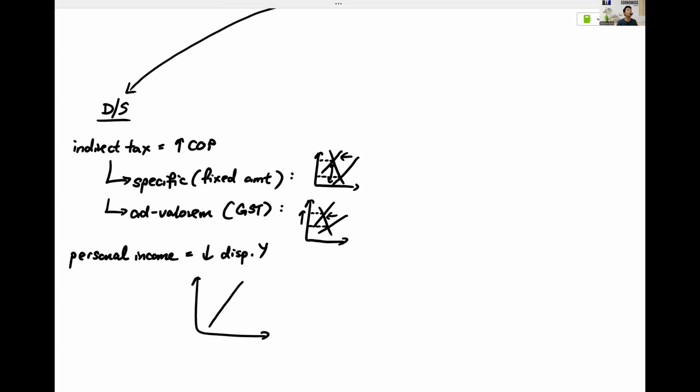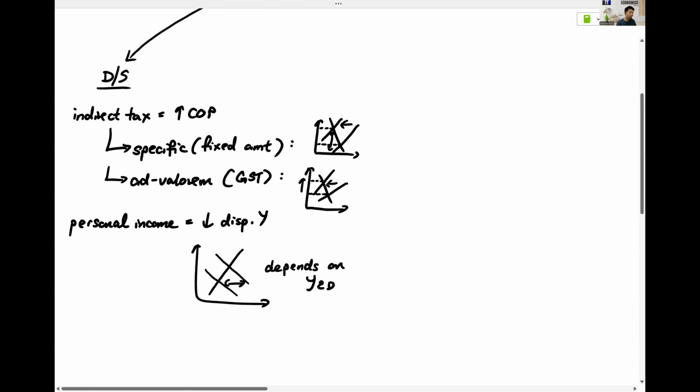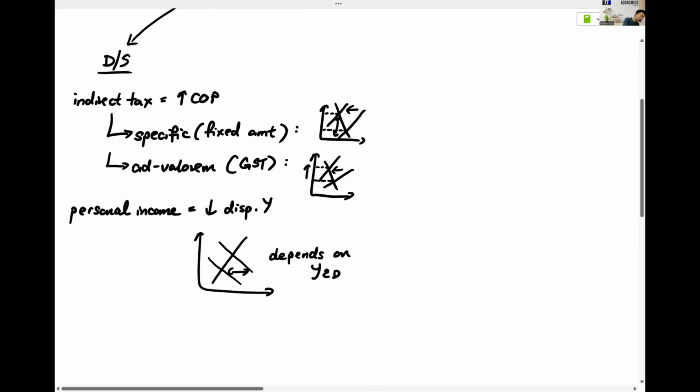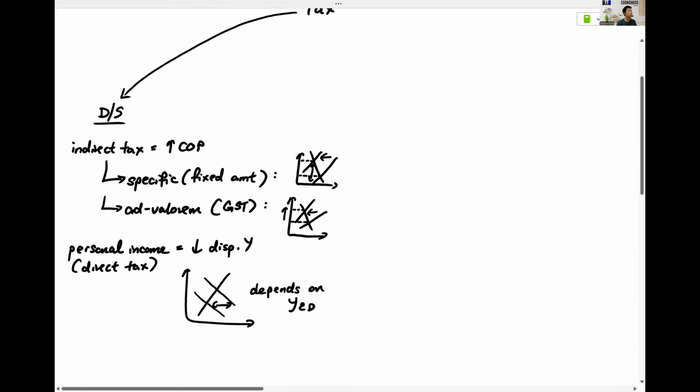Because it depends on what? The YED. Remember in DDSS, it's market specific. So we don't know whether this is a normal good or an inferior good. So what we do know is demand shifts, depending on the nature of the good. Are we all right? So this is your direct tax. Direct and indirect taxes appear in DDSS.